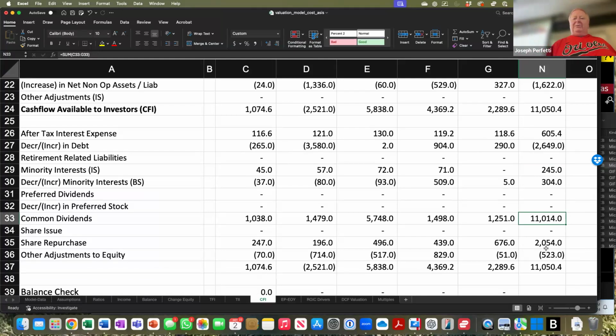Costco bought back $2 billion worth of shares over 5 years. So the thing about cash going to the shareholders, 11 plus 2, Costco gave $13 billion of cash to its shareholders over the last 5 years. How do you give $13 billion of cash to your shareholders if you only have $11 billion to pay out?